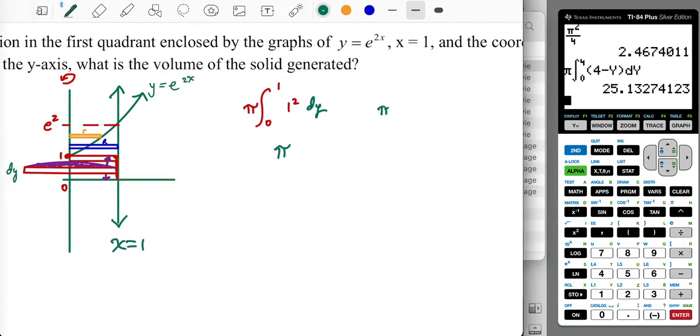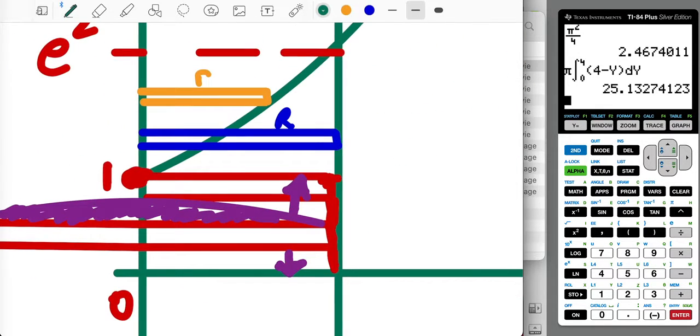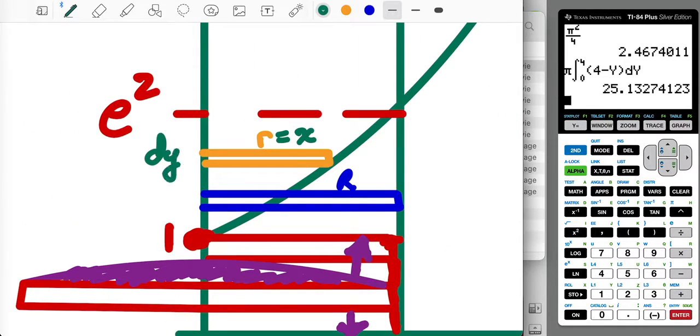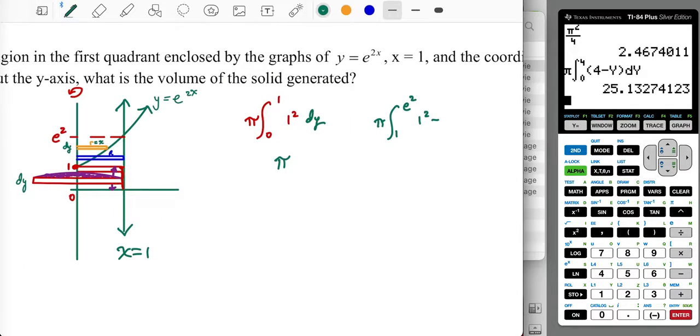So we're going to have a pi over the interval of 1 to e squared. The capital R squared is a 1 minus the lowercase r squared. The lowercase r squared is a distance away from the y-axis, so that's going to be x. So r is going to be equal to x, and we would need to solve for that. Now we know the thickness here is going to be a dy. All right, so that's pretty consistent.